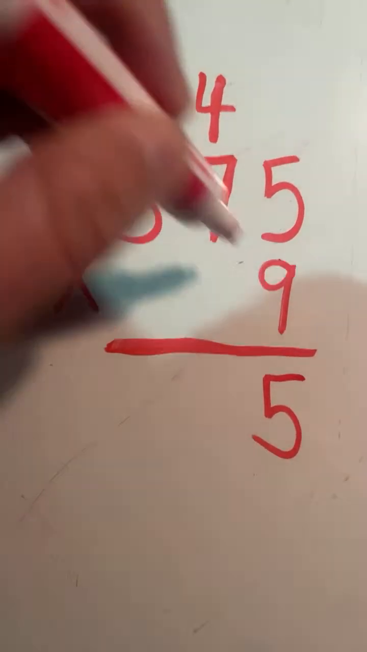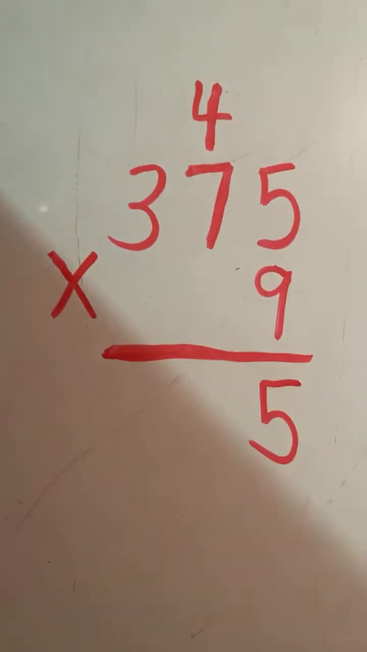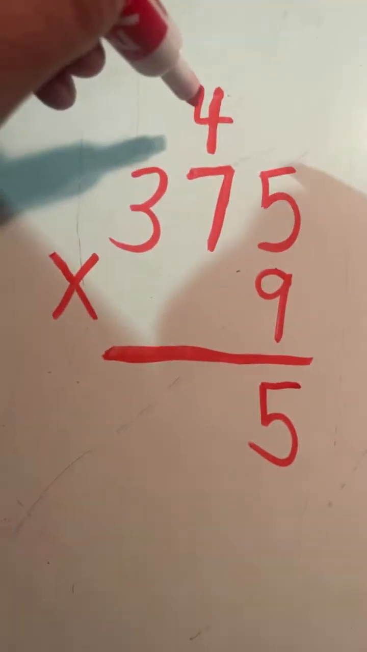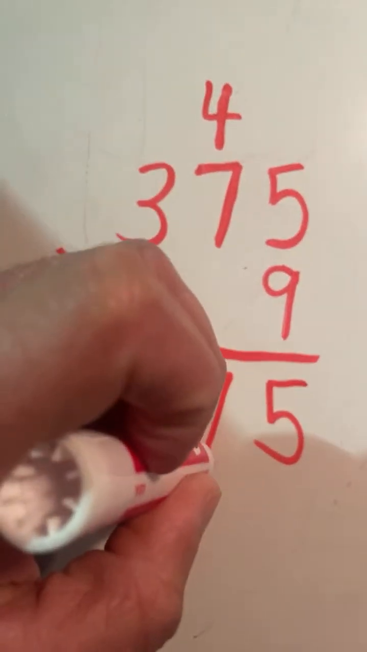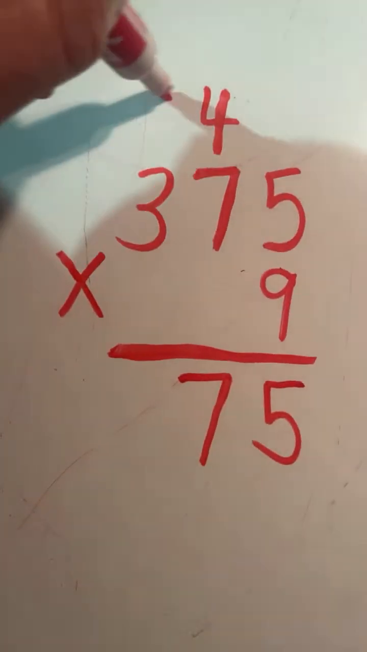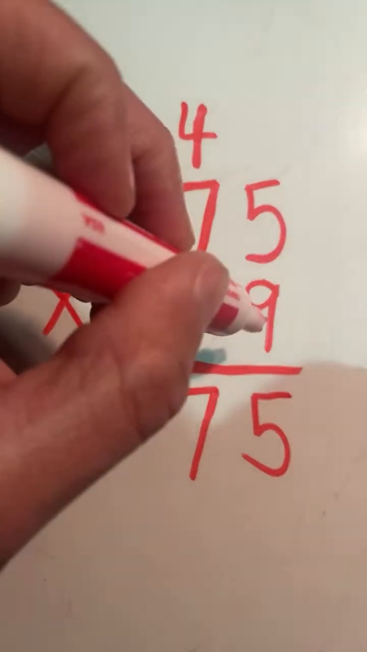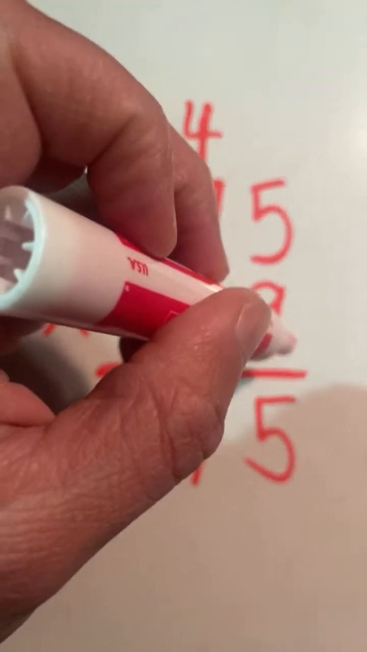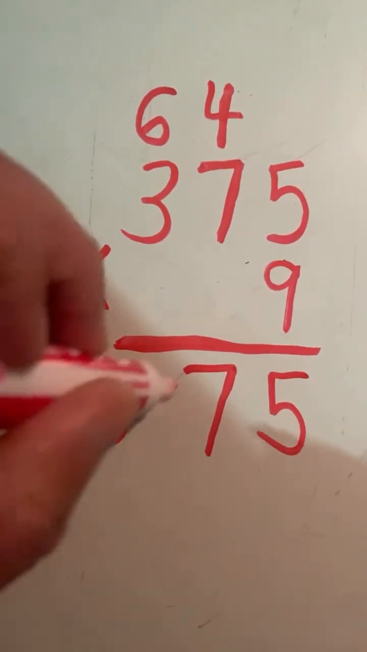Next, we multiply 7 times 9, and that 4 has to get added on to our answer. So 7 times 9 equals 63, plus 4 equals 67. So now the 7 in 67 goes in the tens place. The 6 in 67 gets carried over to the hundreds place. 3 times 9 equals 27. We have to add the 6 that we carried over. 27 plus 6 equals 33.